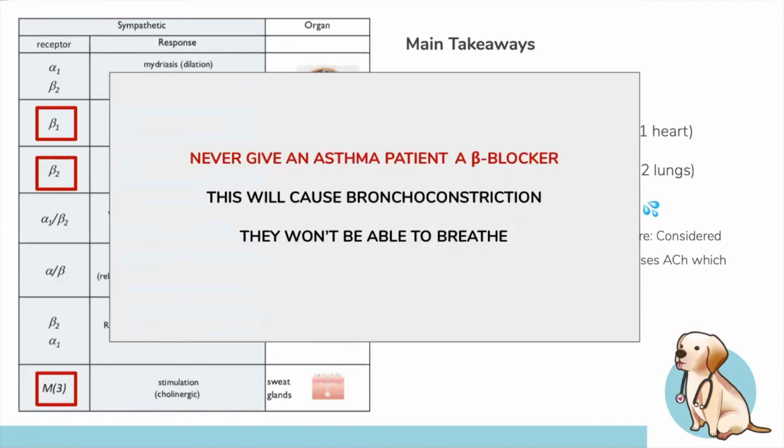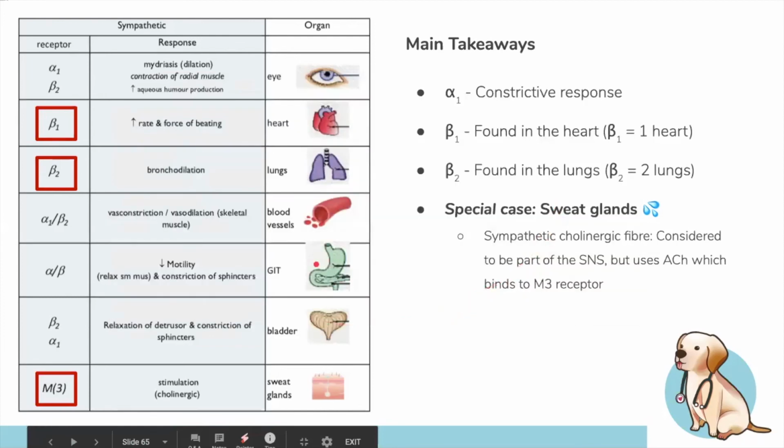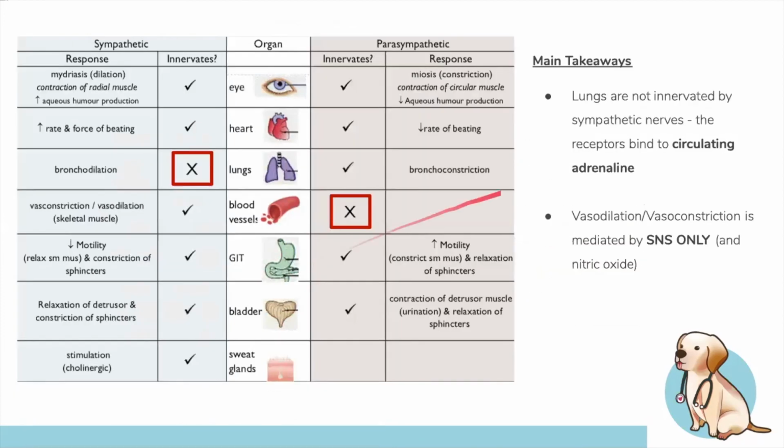Also, never ever give an asthma patient a beta blocker, because beta is the sympathetic stuff. You block that, you're going to get parasympathetic bronchoconstriction and your asthmatic won't be able to breathe. So don't give an asthmatic patient a beta blocker.